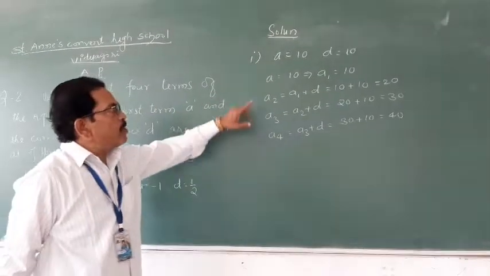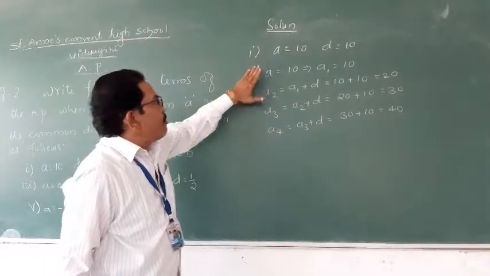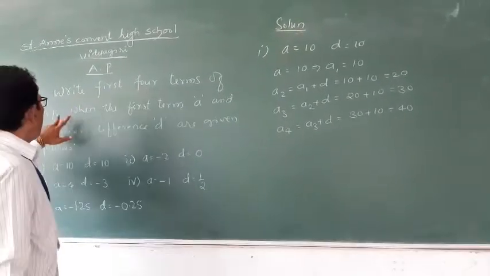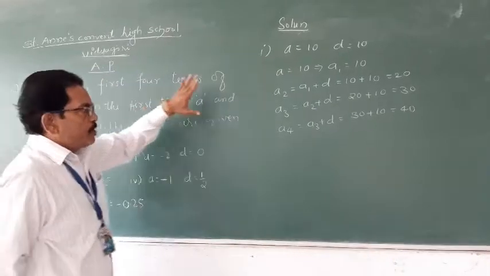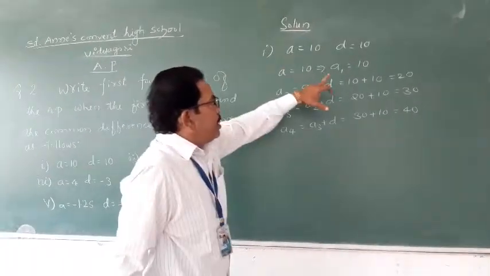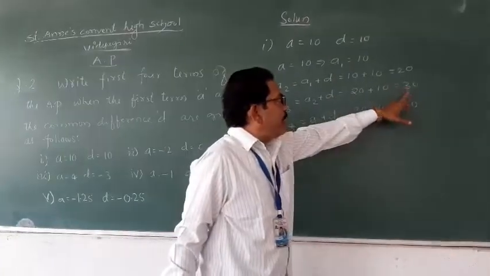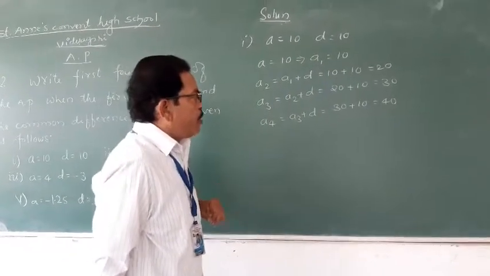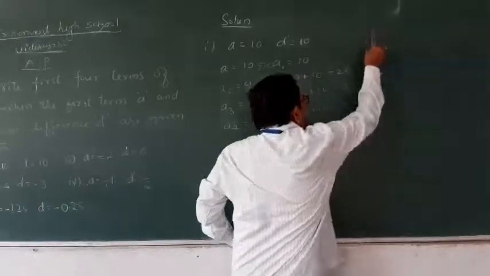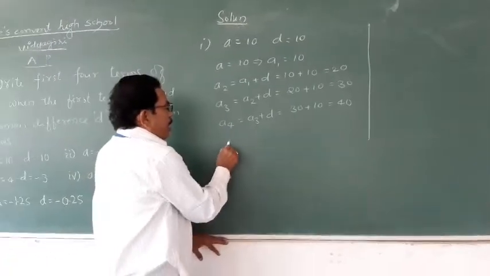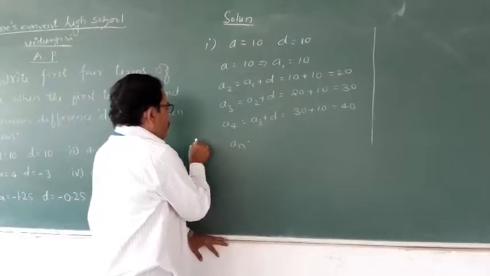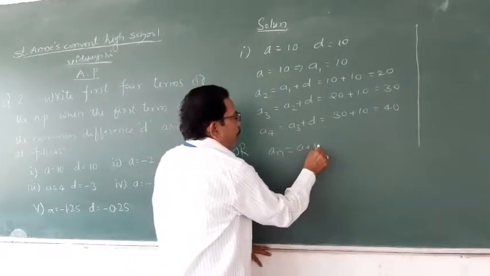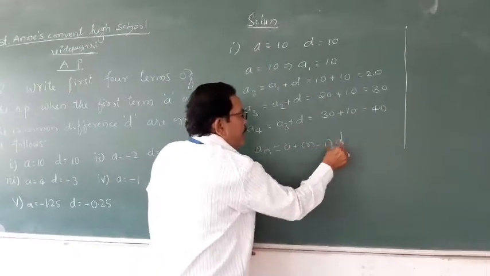This is one of the simple methods of finding the first 4 terms of the AP. The 4 terms we found are 10, 20, 30, 40. These are the 4 terms. Another method we can use is the nth term formula: An equals A plus (n minus 1) into D.